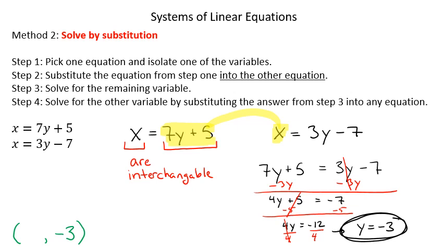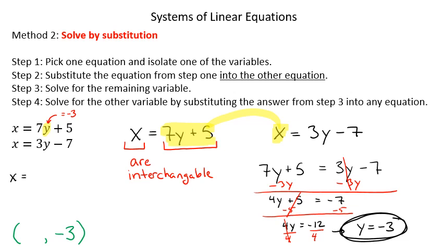And so we're going to take that first half of our answer and substitute it. It doesn't matter which equation. I'll just use the first one because it's first. Makes no difference. But we're going to plug in a negative 3 for y.